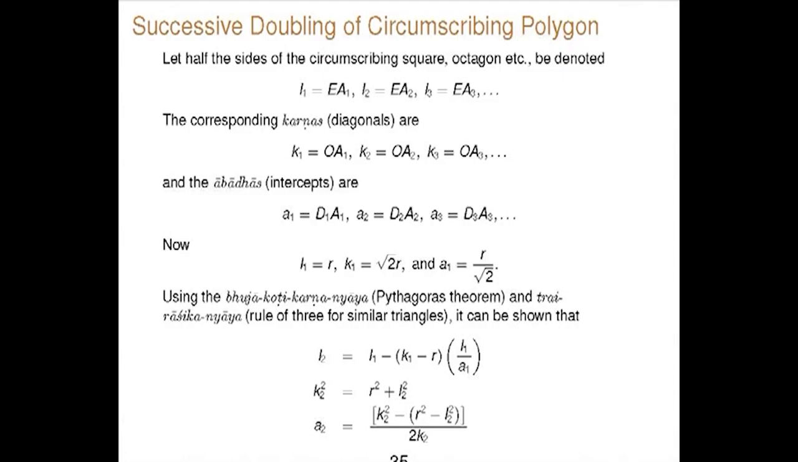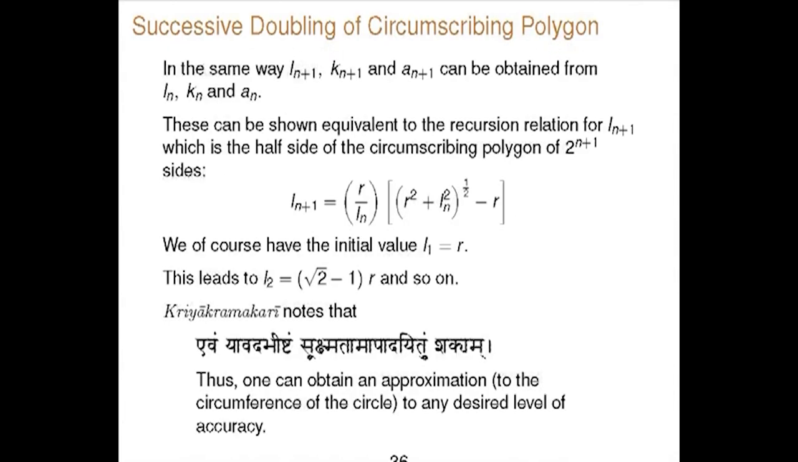Then you have a series of recurrence relations which are derived from the geometrical argument. So L2, K2 and A2 can be determined in terms of L1, K1 and A1: first L2 is determined in terms of L1, K1 and A1, then K2 is determined, then A2 is determined. Then you go on and determine the side of the next polygon. So given Ln, Kn, An, Ln plus 1, Kn plus 1, An plus 1 can be determined, and in fact if you study the process, the recurrence relation seems to be something like this. The initial value L1 is R itself, half the side of the circumscribing square, L2 will be root 2 minus 1 into R, and so on.